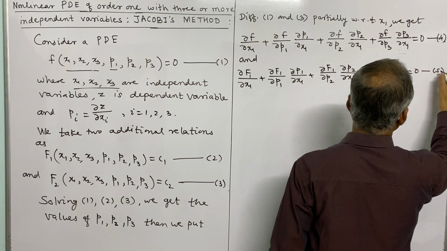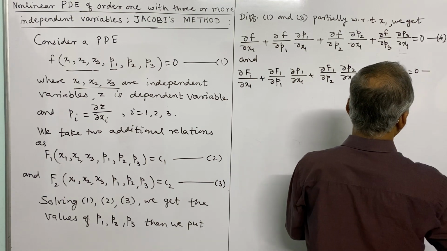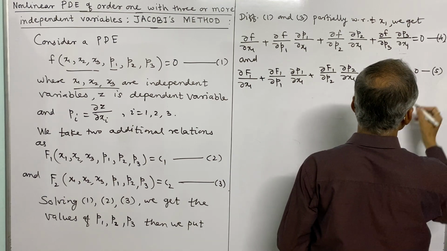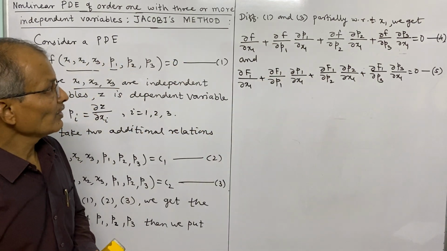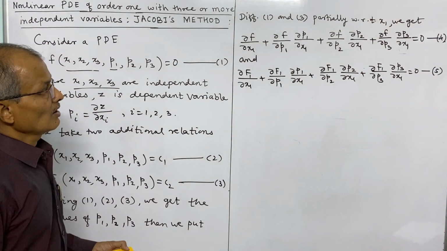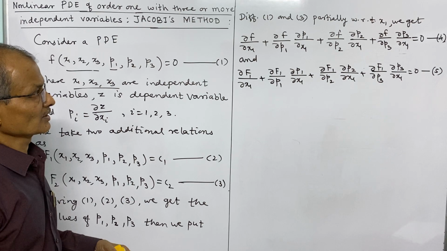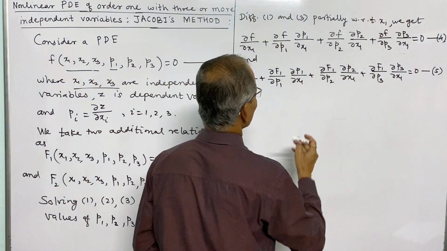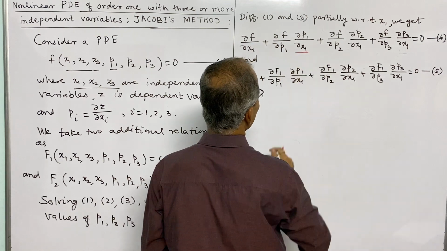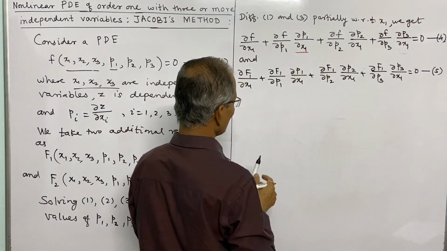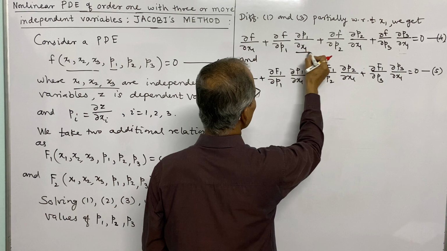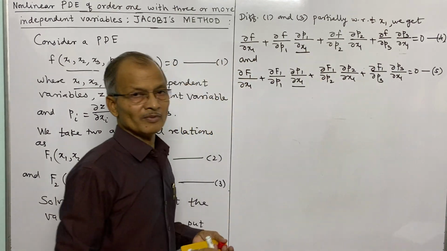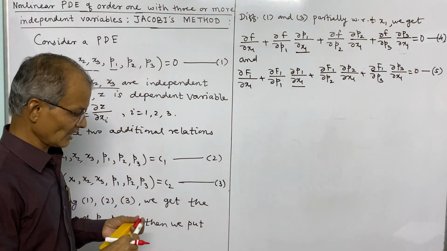And this is our fifth equation. Now what we shall do is we eliminate this ∂p1/∂x1 from 4 and 5. See, this term is to be eliminated. And for eliminating this, we use the procedure of elimination.